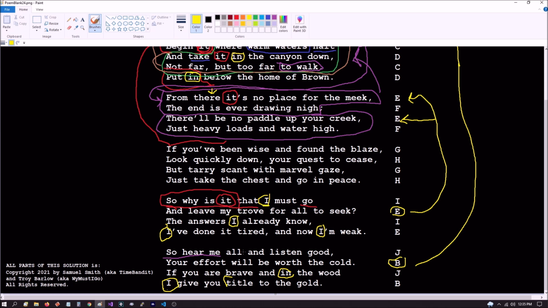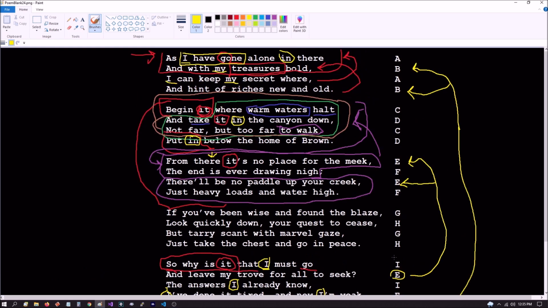And he's telling you to listen to all of those locations. How does he want you to listen? He wants you to listen good. He wants you to listen to the rhyme scheme. And what we need to do is take treasures just like he did. It's going to begin where warm water salt is, where we're going to begin it. And we're going to take it in the canyon down.